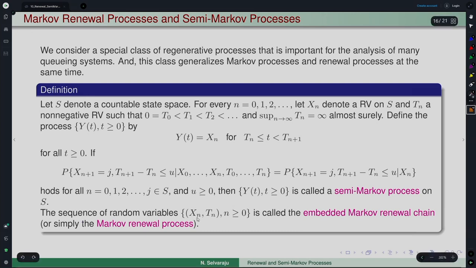So, the sequence of random variables, which is the pair (X_n, T_n), is called the embedded Markov renewal chain. It is a chain because it is discrete time, and embedded because it is connected with this semi-Markov process. Otherwise it is simply called a Markov renewal process or Markov renewal chain. The most common term is Markov renewal process. So, you have X_n, a random variable on the state space S, and non-negative random variables T_n, such that T_n goes to infinity. You can go back and see how we defined the CTMC; it is almost similar, but with some differences. So, this is what you call a semi-Markov process, and this pair (X_n, T_n) is what we call a Markov renewal process.